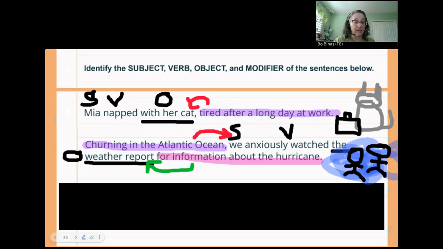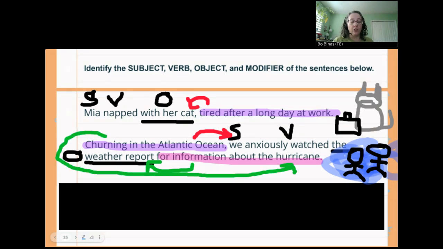The hurricane. Yes. So if we draw an arrow to what it should be modifying, look how far away that modifier is from what it's supposed to be modifying. It's as far away as we could possibly get. So we got to move it. Where should we put that modifier?